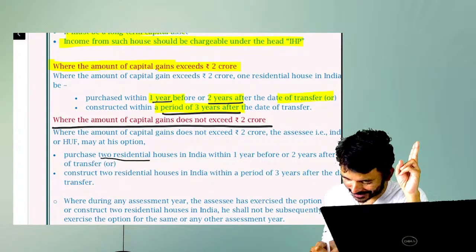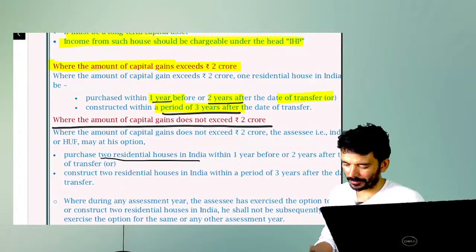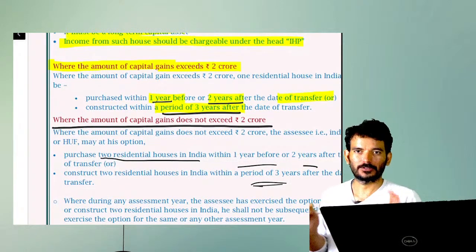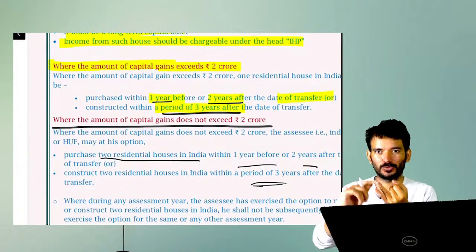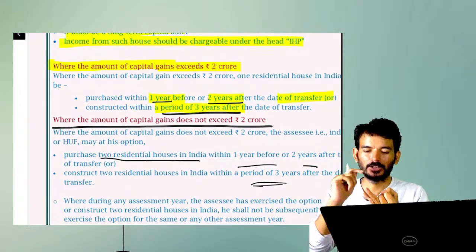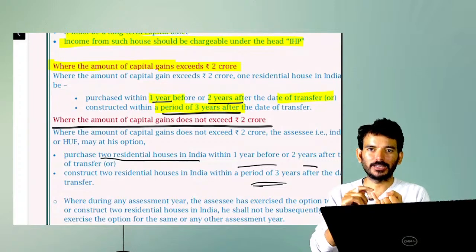Okay, 2 residential houses in India. I'll repeat one more. Same provision, everything will be same. Don't focus on that. It is understood. 1, 2, 3. 1 year before for purchase, 2 years after for purchase, 3 years for construction.